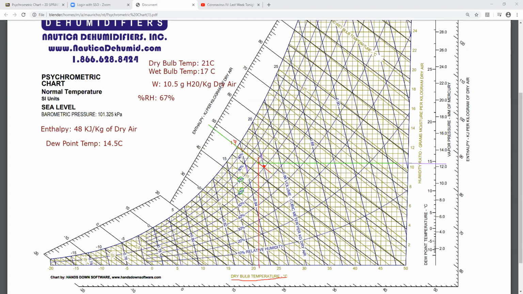So I would say about 0.847. So for a specific volume, that's 0.847, and the units are cubic meters per kilogram of dry air.